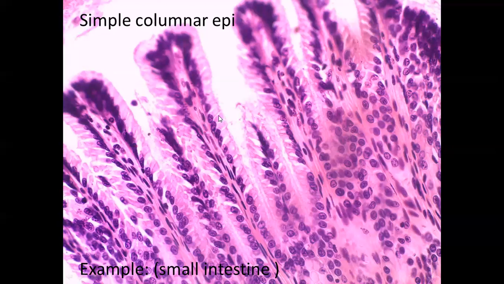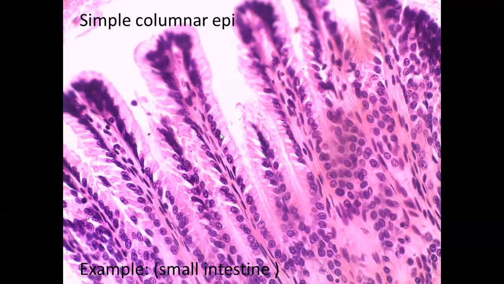Why do we call it columnar? The cell is tall, columnar, and the nuclei are oval, conforming to the shape of the cell. The nuclei are also tall and oval, conforming to the shape of the cell. We also have another characteristic feature: the nuclei are basally located.